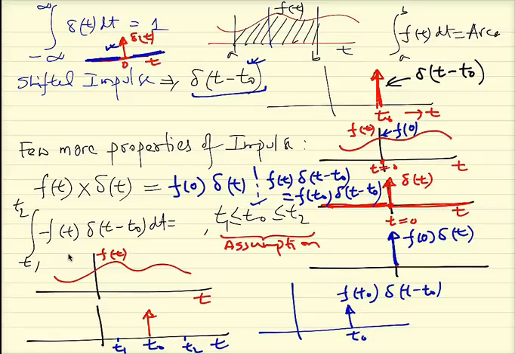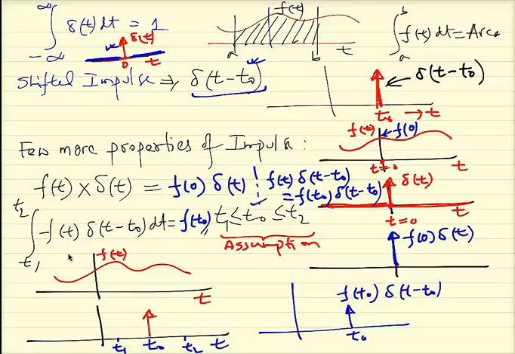Now if you integrate this one, what should you get? This is an impulse with strength f(t naught). That means the area under this impulse is just f(t naught). So the answer here is f(t naught).